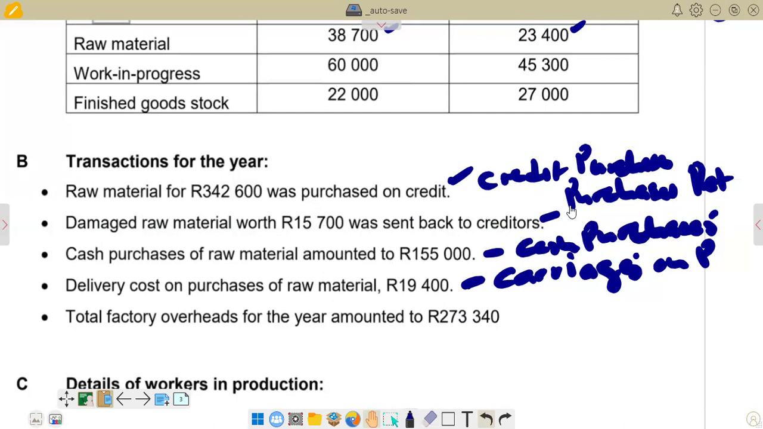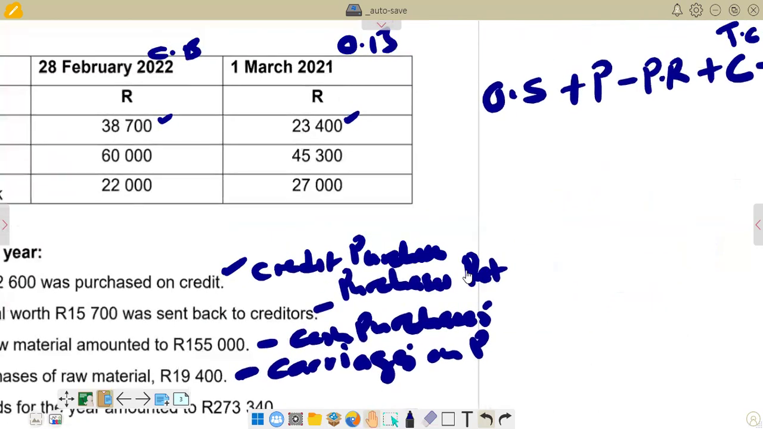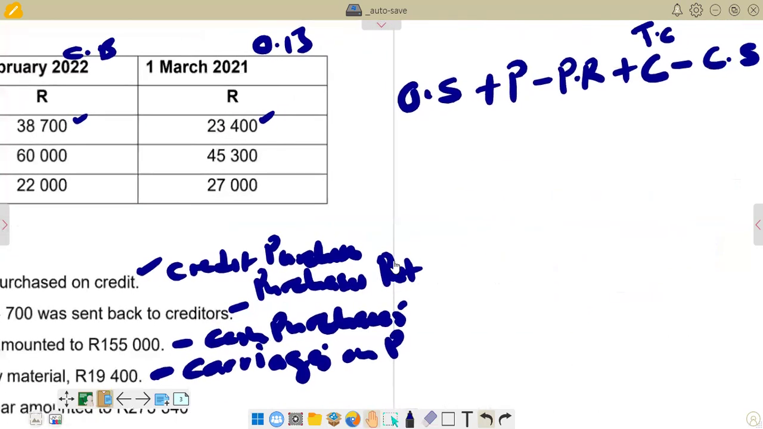So we are just going to use the formula that we have there, and that is our opening that we set there at the beginning, that we said opening stock plus purchases minus purchase returns plus our carriages, then minus closing stock. So basically we can just try to summarize as such. So we are saying our opening stock we're given is at 23,400, and then we are going to add our purchases.